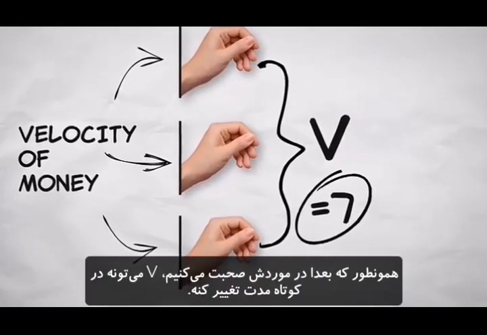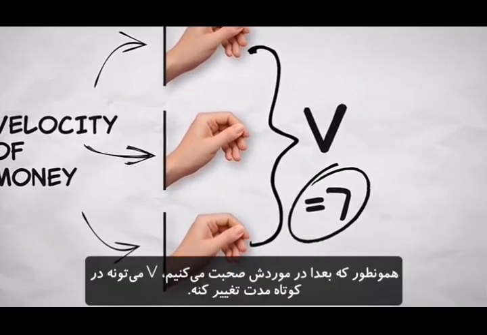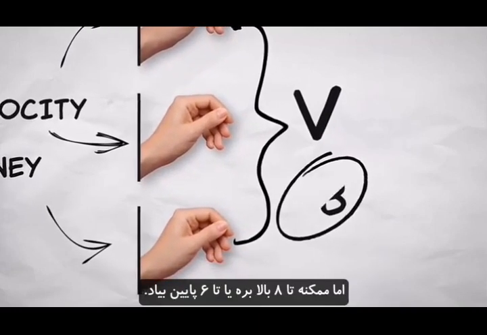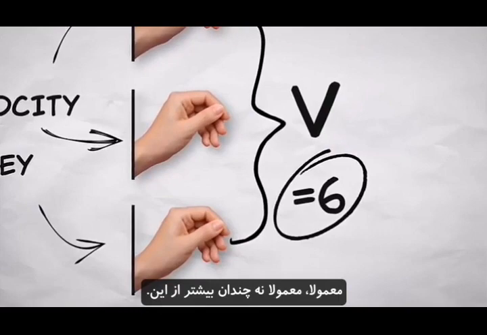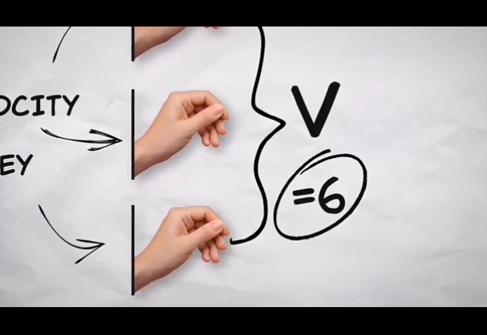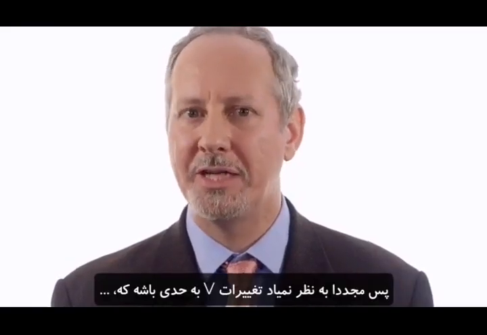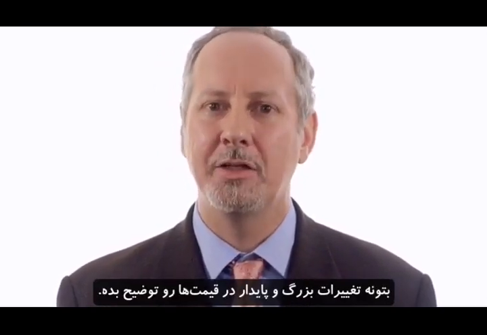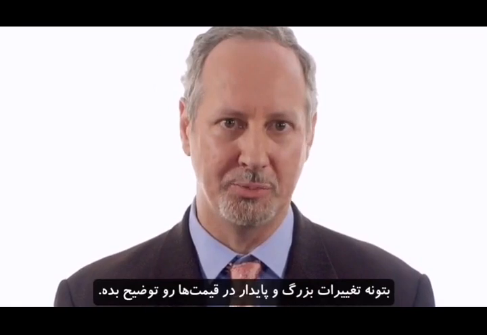As we'll discuss later, V can change in the short run, but it might go up to 8 or down to 6. Usually not much more than that. So again, V doesn't seem like it can change enough to explain large and sustained changes in prices.